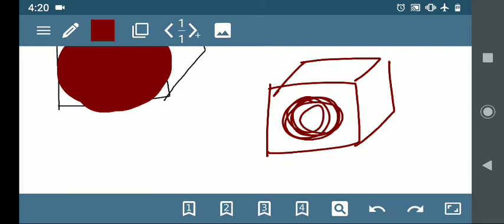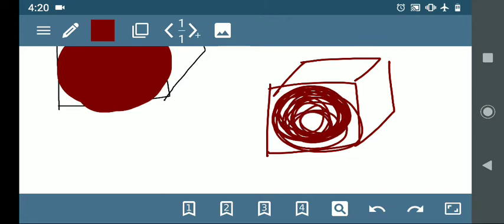Understanding? Slowly he is making a depression, means removing the portion. In what shape is he removing? He is removing in the shape of a hemisphere.